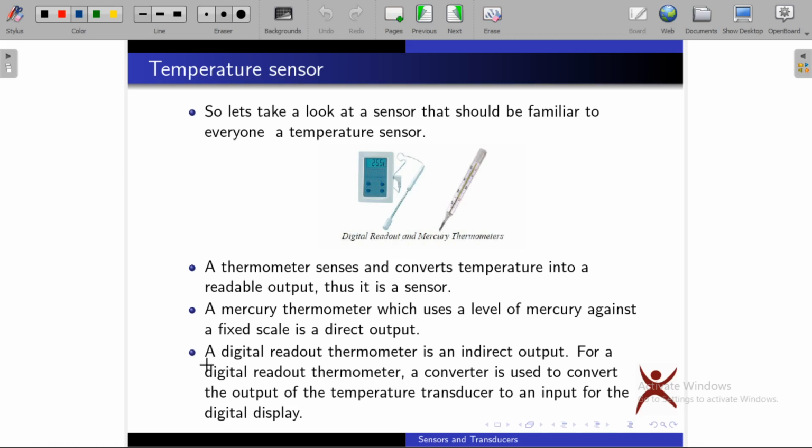Coming to this digital readout thermometer, it gives indirect output. For a digital readout thermometer, a converter is used to convert the output of the temperature transducer to an input for the digital display. That is, here in this we use thermocouple. It is a transducer as well as a sensor. Here it is a sensor.